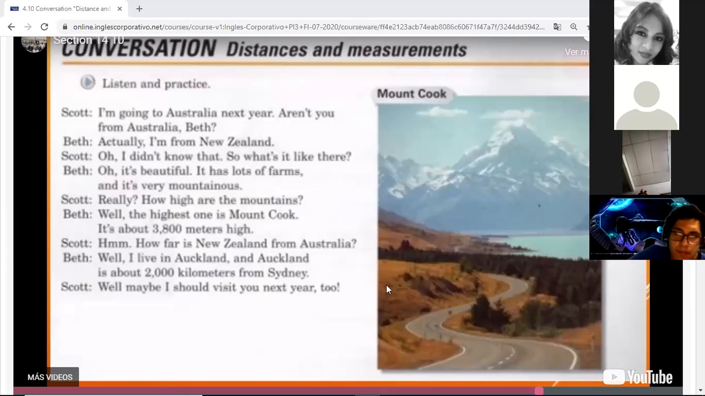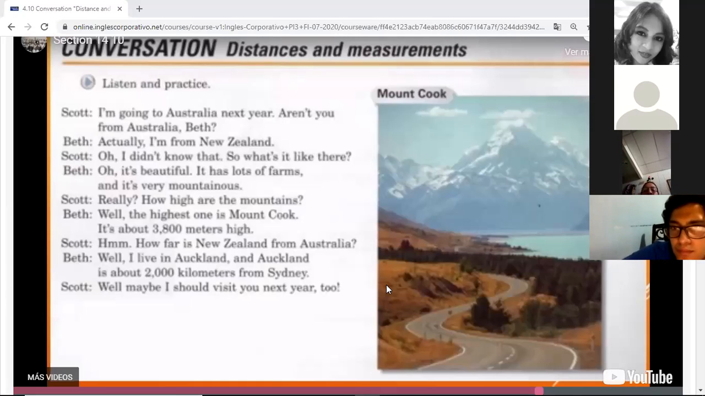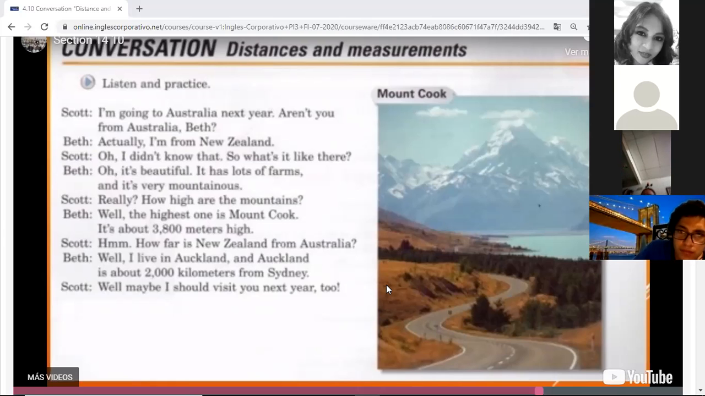Really? How high are the mountains? Well, the highest one is Mount Cook. It's about 3,800 meters high.